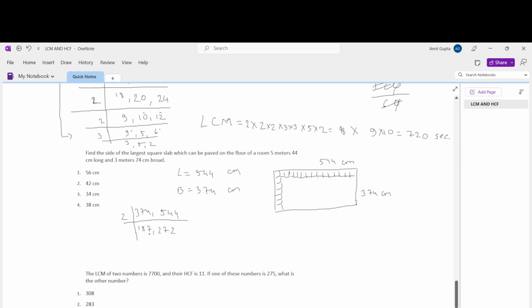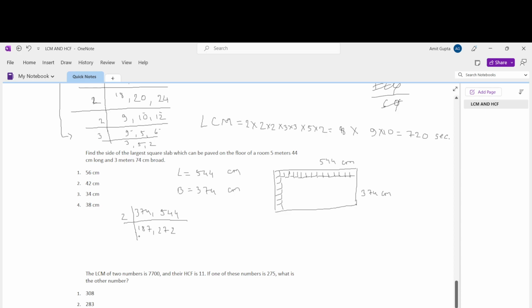Let's check for 7. 7 2s are 14, 37, so not 7. Next prime is 11. 11 will divide 187 but not 272. 11 2s are 22, we have 52, not divisible by 11. Next prime is 13. 13 will not divide any of them.